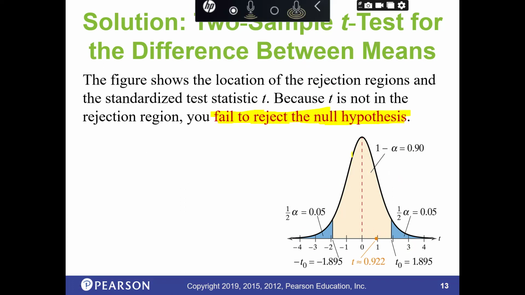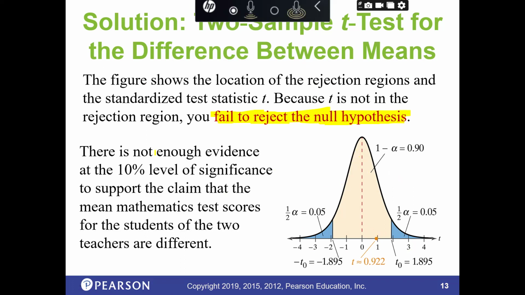There was a difference between the two math teachers. In this case, there's not enough evidence at the to support the claim. And then put a little pin right here. That's a period right there. So alternative hypothesis, all about support. If the null hypothesis was the claim, then it was reject.